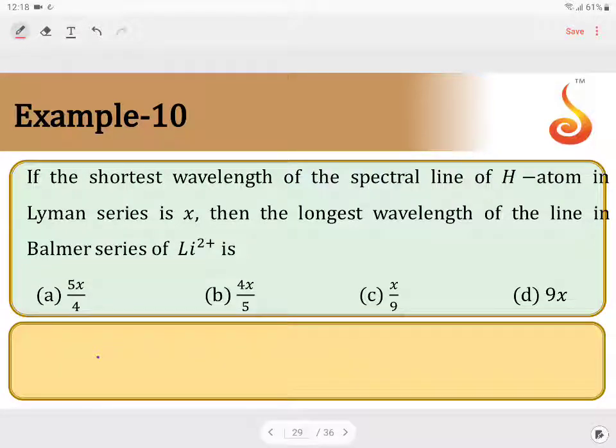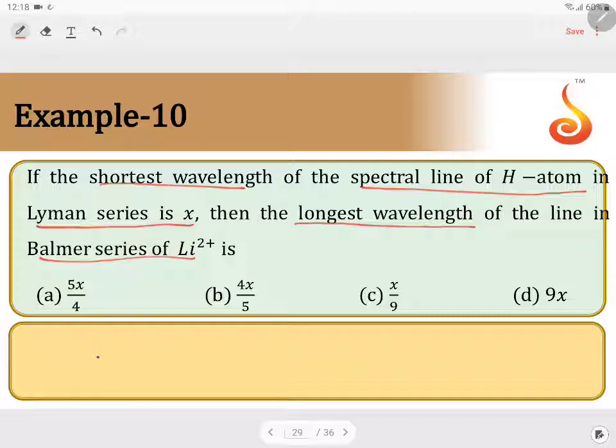Problem number 10: the shortest wavelength of the spectral line of hydrogen atom in Lyman series is X. Then the longest wavelength of the line in the Balmer series of Li2+ is. What's the condition for longest wavelength of line in Balmer series of lithium?